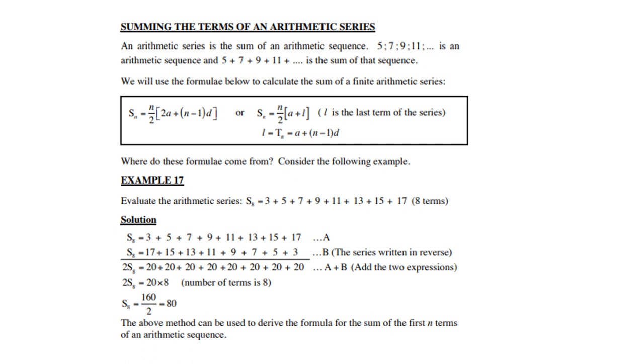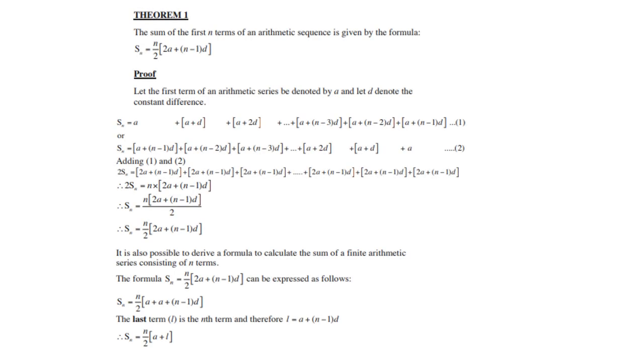So the above method can be used to derive the formula for the sum of the first n terms of an arithmetic series. So let's do the proof, and we call it theorem 1. We must prove that S_n is n over 2 square bracket 2a plus (n minus 1)d. The proof will be based on what we've discussed a few seconds ago. So we write down the sequence a, then a plus d, a plus 2d, and so forth until you get a plus (n minus 3)d, a plus (n minus 2)d, a plus (n minus 1)d, and call it equation 1.